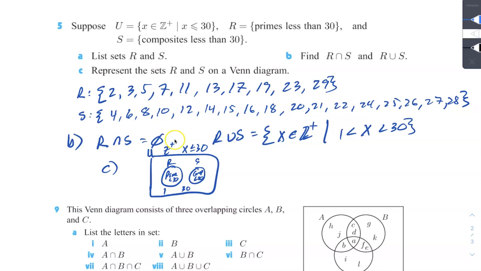So everything in R is the prime numbers less than 30, which is this set. Everything in S is all the composite numbers less than 30, which is this set. And the only thing that we haven't counted is 1, because 1's kind of funky. It's not prime or composite. And 30, because these both said strictly less than 30, but 30 is in the universe. So there we go.